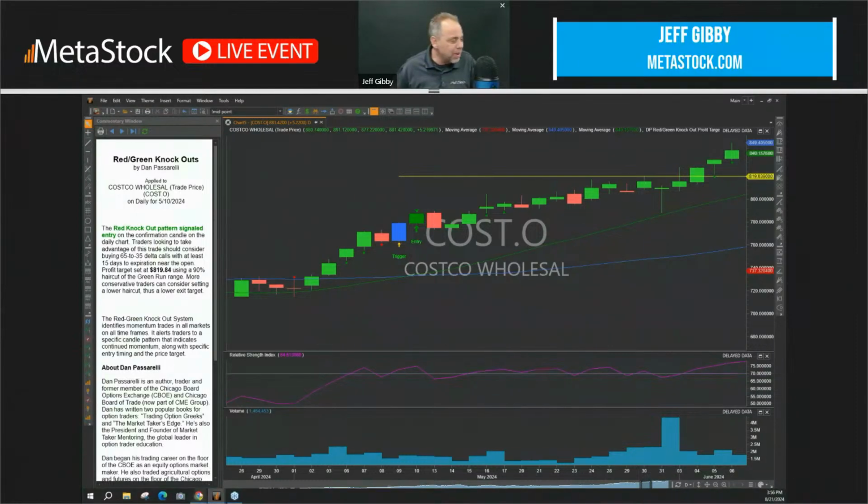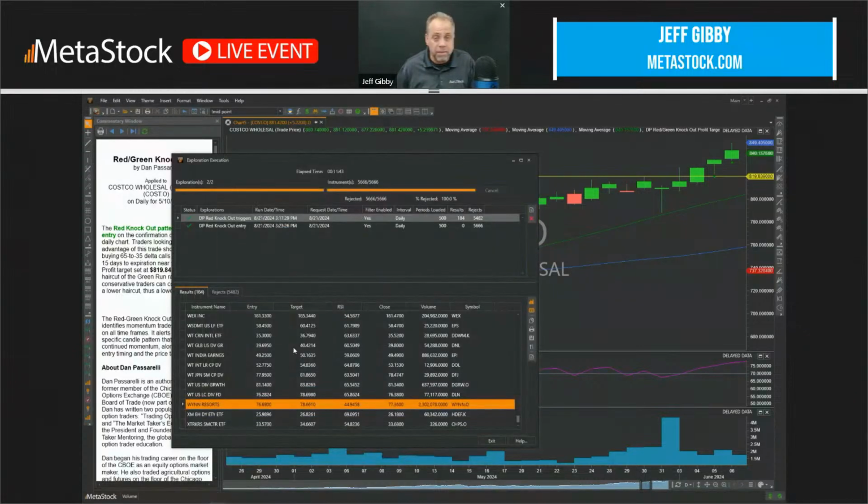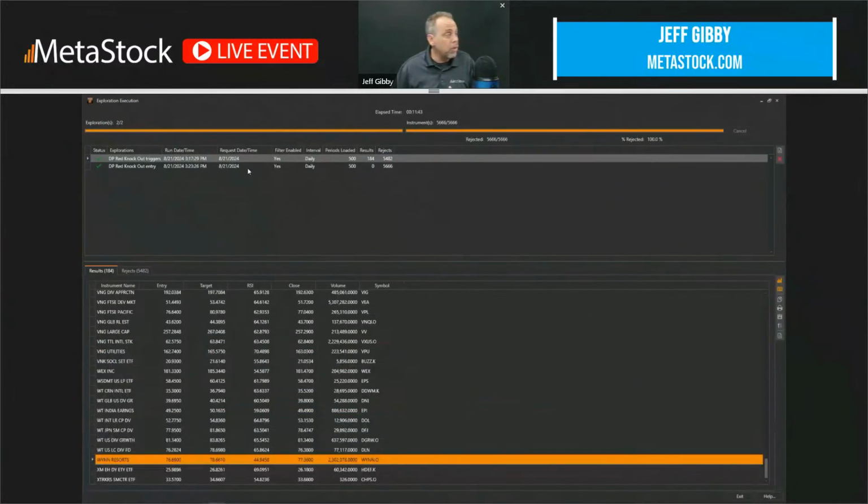And what I'm going to do, I think I've got that open. I'll just pull this over because it does take a few minutes. I ran this against the entire list of optionable stocks. And so there are actually 4 different scans in there. The ones I ran were the red knockout triggers and the red knockout entries. There's also the green knockout triggers and the green knockout entries. So if I'm looking for stocks that are triggering, but they haven't signaled an entry yet, I can run the trigger scan. It's going to give me a list.